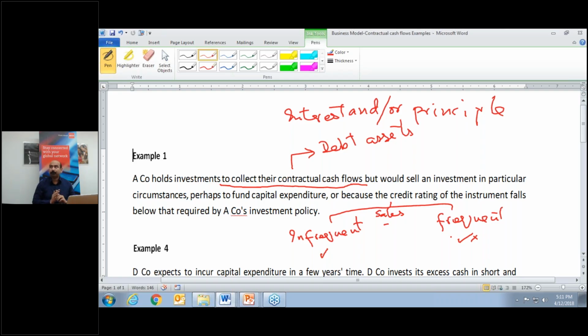Okay, I hope this example 1 is clear. If you have any questions, please keep on asking while we are discussing these examples, because these examples are taken from the application guidance of IFRS 9. But if you are clear, this is a good thing. Then we will take the leverage of this understanding, and we shall be incorporating these concepts into the pop-up question.